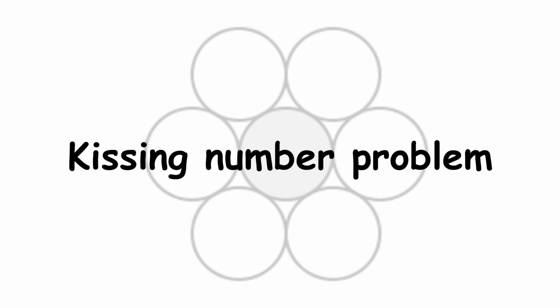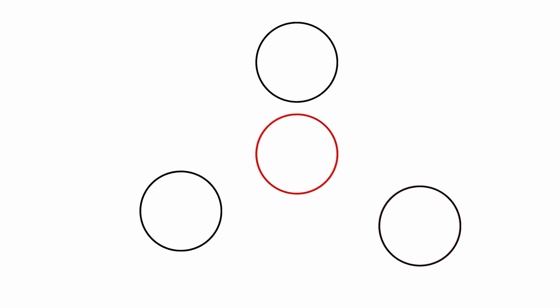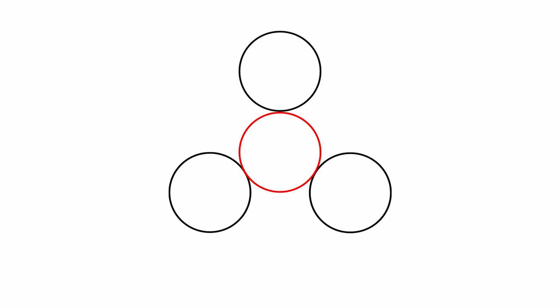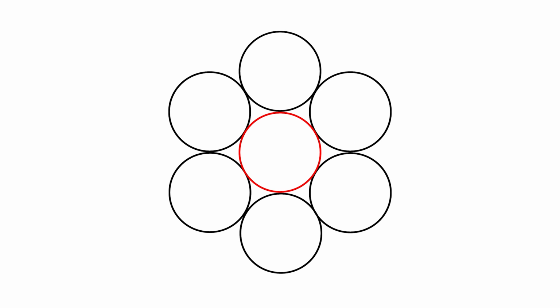Kissing number problem. Suppose you have a unit circle, and you want to have a bunch of other unit circles touch it without any overlap between the interiors. How many can you fit? This number is known as the kissing number. The problem is a special case of a problem known as the kissing number problem, which remains unsolved in general. However, in the two-dimensional case, the answer is 6.